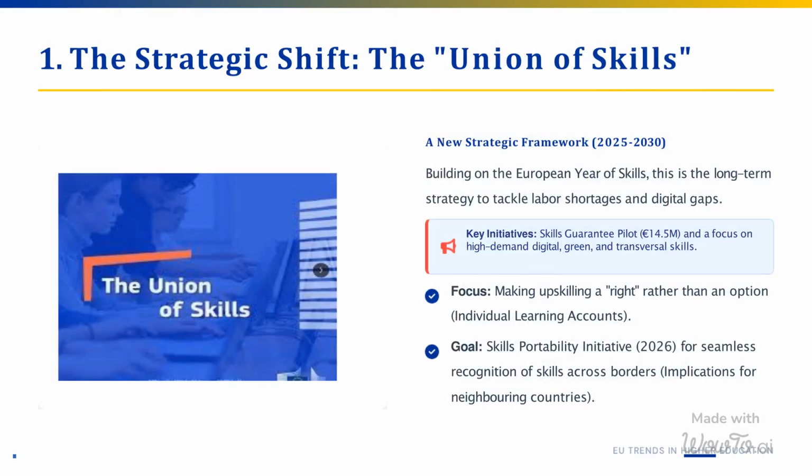The European Union is currently moving toward a new strategic direction called A Union of Skills, which will guide policy between 2025 and 2030. Building on the momentum of the European Year of Skills, this strategy aims to address labor shortages and close digital skills gaps across Europe. The idea is not only to react to current workforce needs, but to prepare citizens for future economic and technological changes. This is especially important as digitalization and the green transition continue to reshape jobs and required competencies.